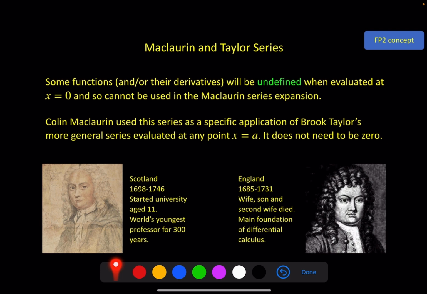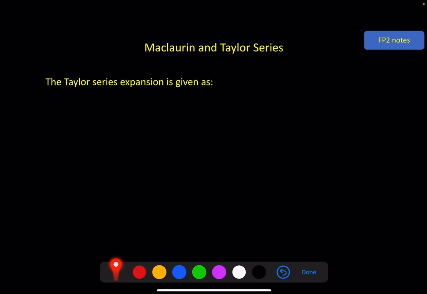Colin Maclaurin, however, was actually using a specific application of Brook Taylor's more general series, which is what we're going to look at today, evaluated at any point x equals a. It does not need to be 0, although to be fair, 0 is often the easiest point to use if it does work. So over here we've got Maclaurin. He used Brook Taylor's series and put x equals 0 to make Maclaurin's series. So this is the more general version. The Taylor series expansion is given as this.